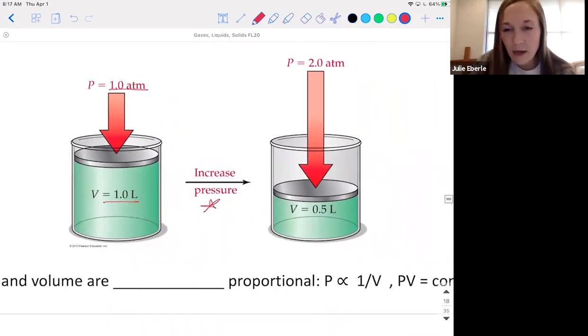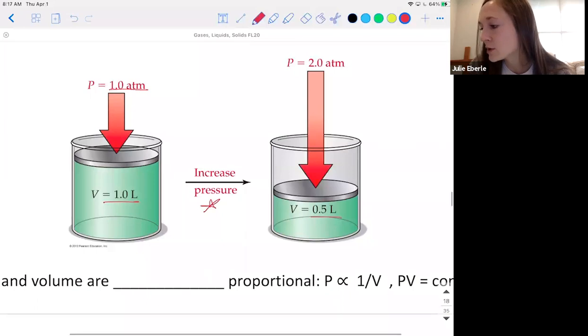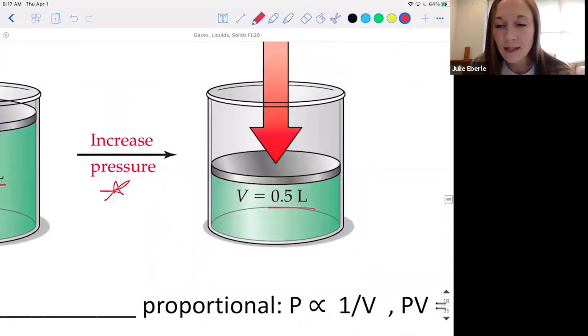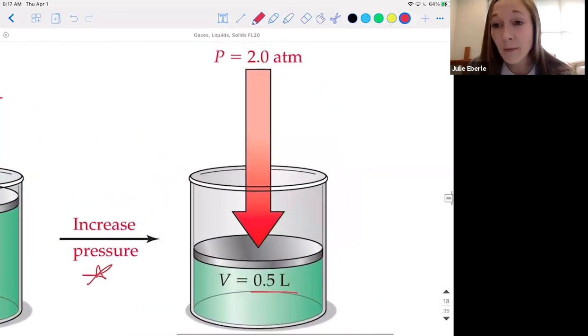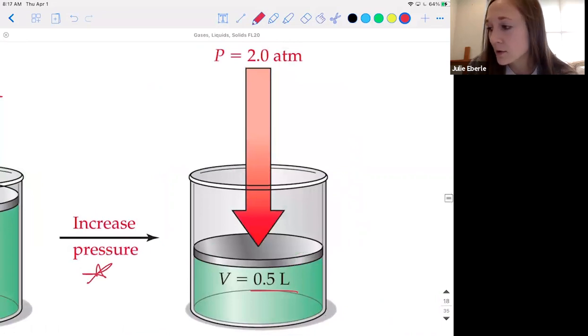But if we press down, you're going to really pressurize that gas. You're decreasing the volume. If we cut the volume, we push down on the lid to where the volume of that space is only half a liter. What did we do? If we have the same amount of gas in there and it's a constant temperature, now the pressure is going to be at 2 atm.